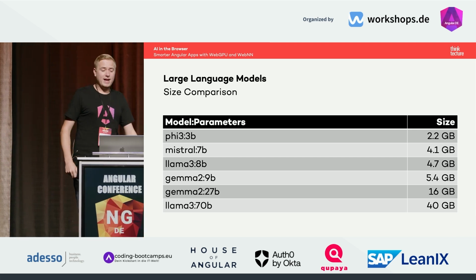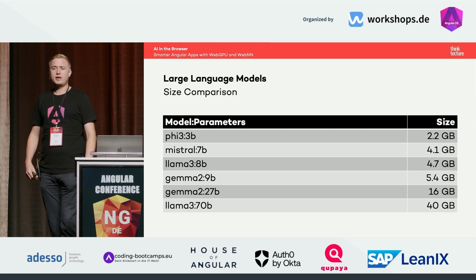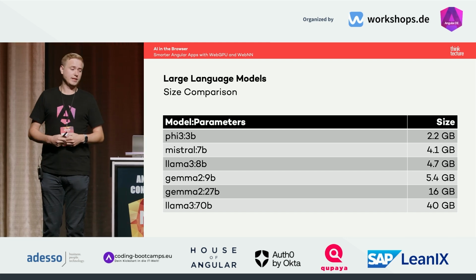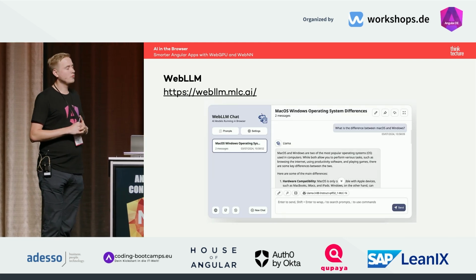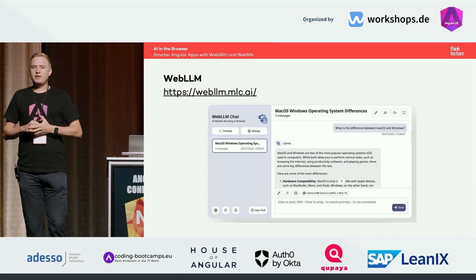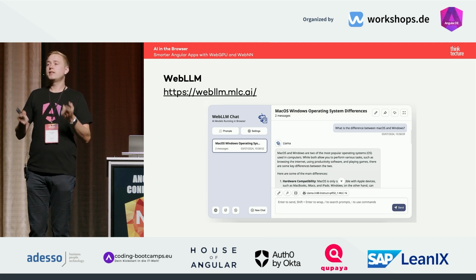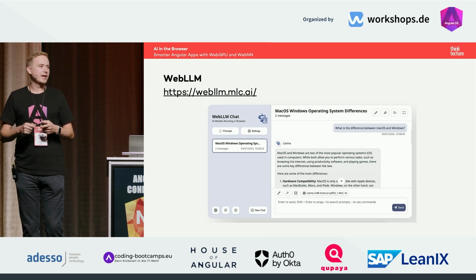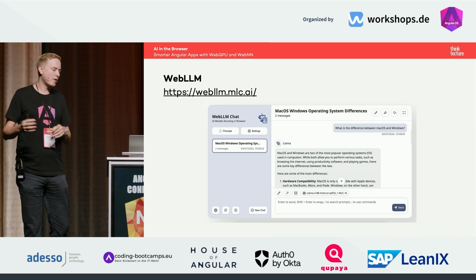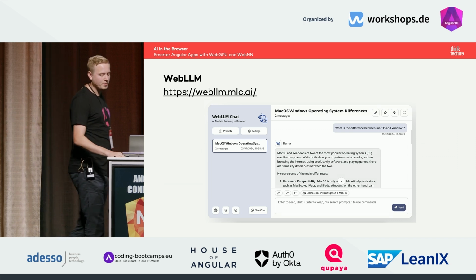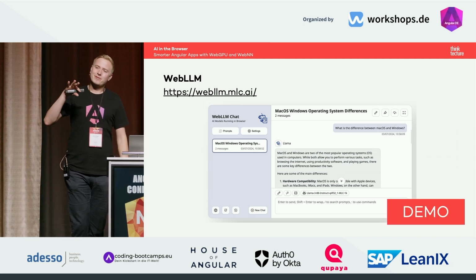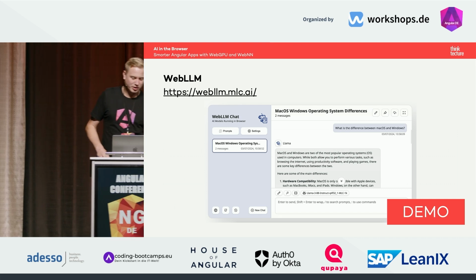If you want to add a large language model to your Angular app, there are different options that you can use. And the first one is WebLLM. That's basically a clone of ChatGPT that runs right in your browser. And it uses different APIs like WebAssembly and WebGPU. We will talk about that in a bit. But first of all, let's have a quick look at this project.